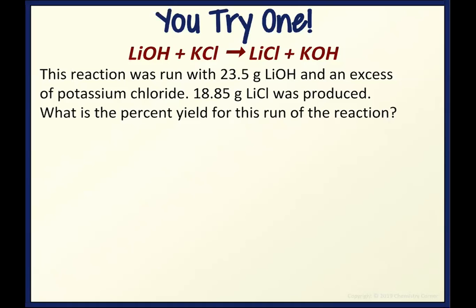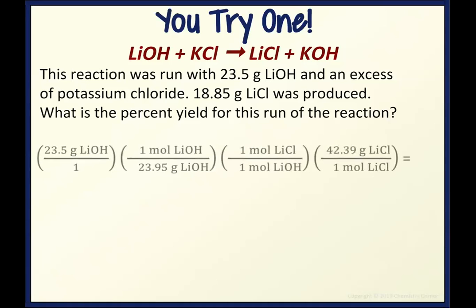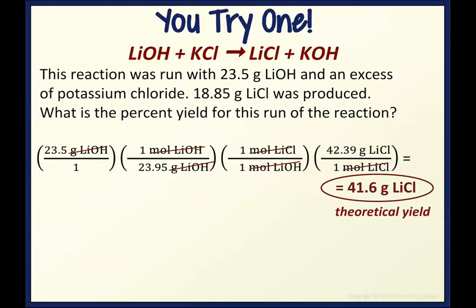So we need to start with, we need to find the theoretical yield of lithium chloride. So what did we start with? We start with 23.5 grams of lithium hydroxide, LiOH. We're going to change that to moles. We're going to change moles of that to moles of lithium chloride. We're going to change moles of lithium chloride to grams of lithium chloride. And we get 41.6 grams of lithium chloride. That is the theoretical value.